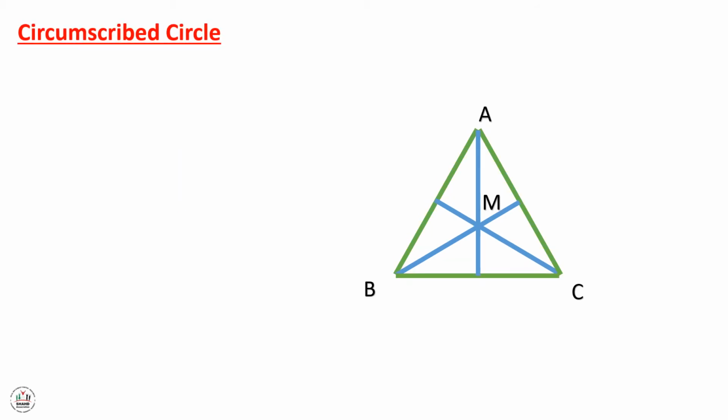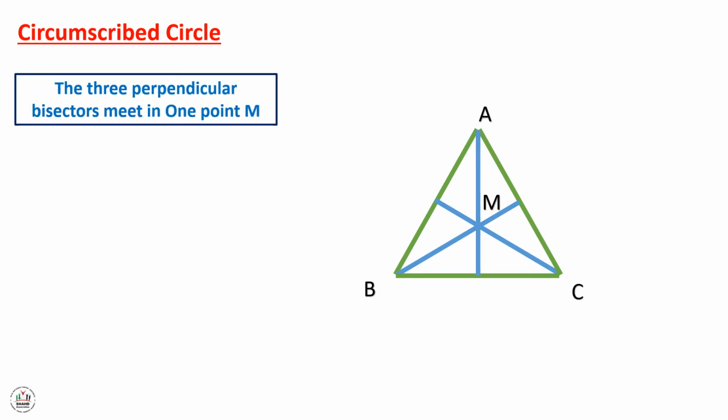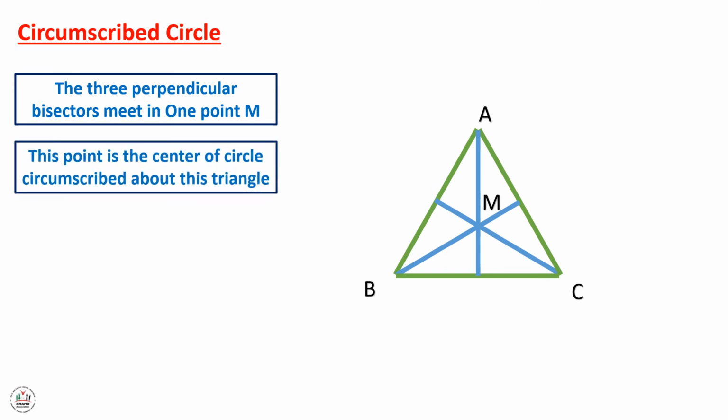After we have learned how we can draw the three perpendicular bisectors for any triangle, now we will learn how we can draw the circumscribed circle about any triangle. So assume that we have a triangle ABC. The three drawn perpendicular bisectors meet in one point M. This point M is the center of the circle circumscribed about this triangle.